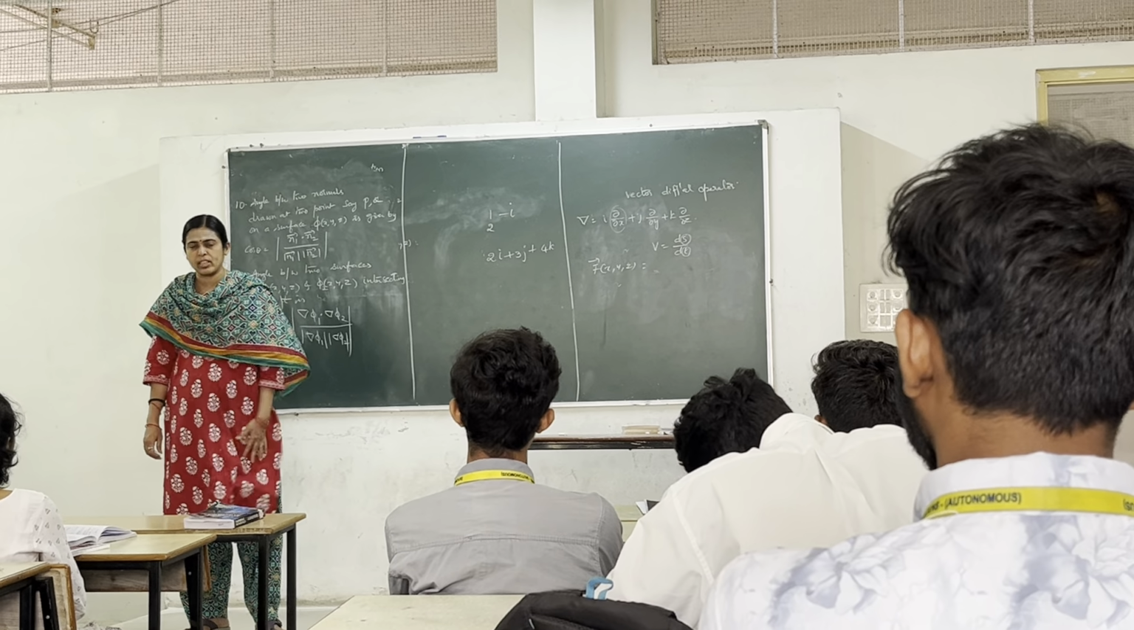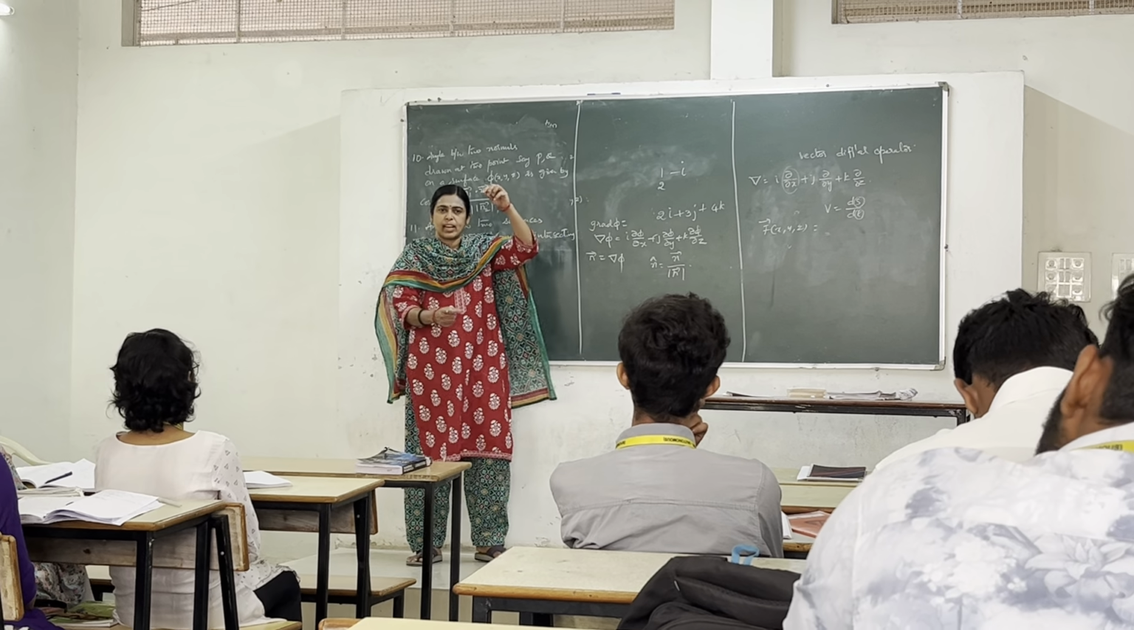If n bar is the normal vector, the unit normal vector is denoted by n cap and it is given by n bar by mod n bar. Repeat again: how do we denote the unit normal vector? N bar is the normal vector, n cap is the unit normal vector given by n bar by mod n bar. It implies from where we have tied the thread.